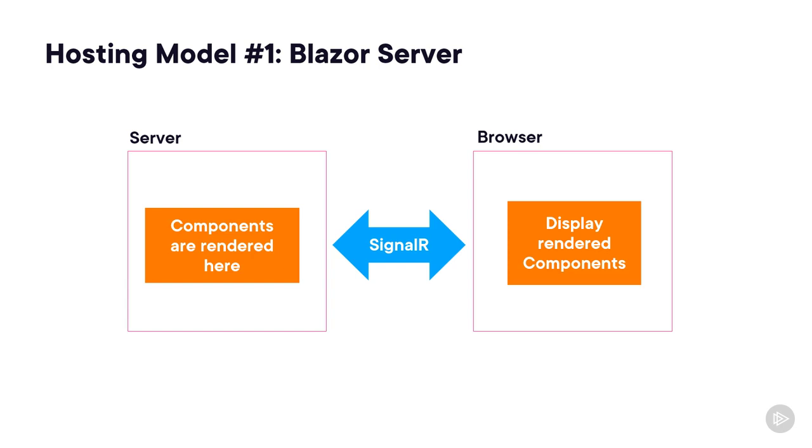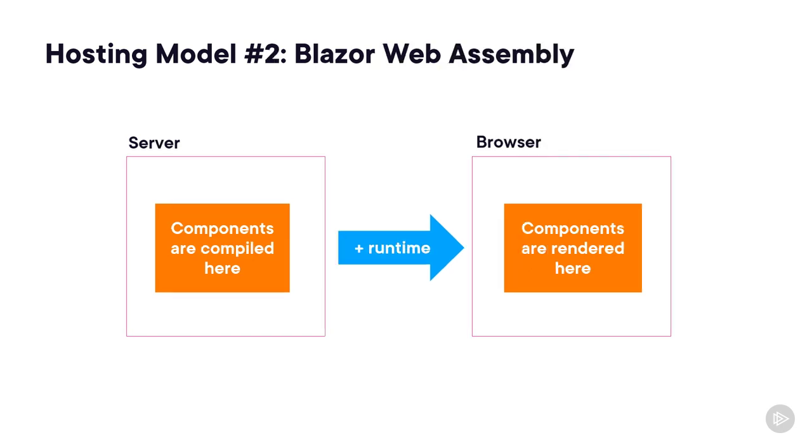Blazor comes in two flavors. One is called Blazor Server, where the components are rendered on the server, and the SignalR connection is used to communicate between server and client. The other is Blazor WebAssembly, where the compiled assemblies containing the Blazor components are sent to the browser.